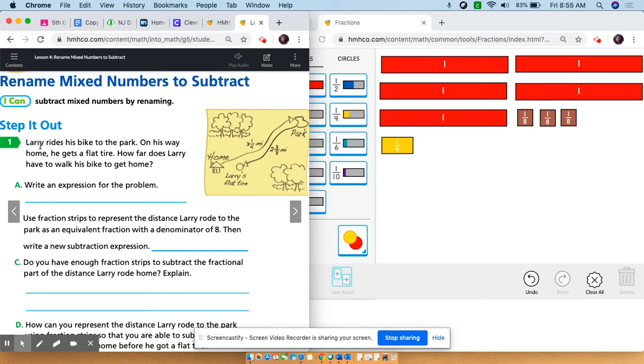Okay, number one, Larry rides his bike to the park. On his way home, he gets a flat tire. How far does Larry have to walk to get his bike home?